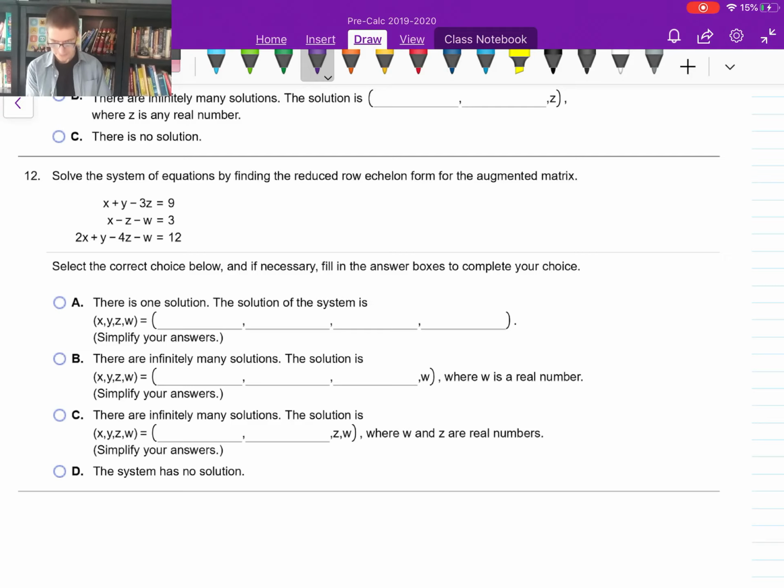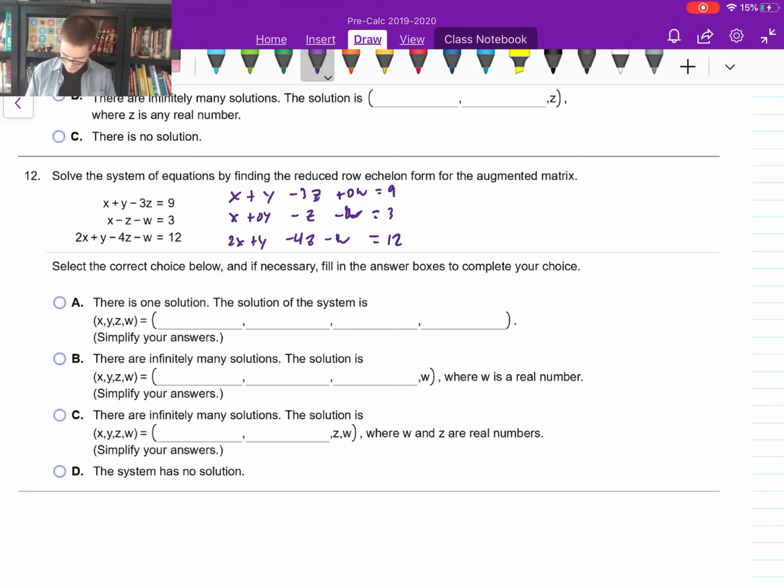So the first thing we want to do is just what we've been doing for all of them. We want to make an augmented matrix. But the problem here is that we're missing some variables. So let's go ahead and write down those extra variables so we know what we're missing. We have x plus y minus 3z, and you notice there's an extra w variable, so we'll say this plus 0w equals 9. And then we have x plus 0y minus z minus w equals 3. Then we have 2x plus y minus 4z minus w equals 12.